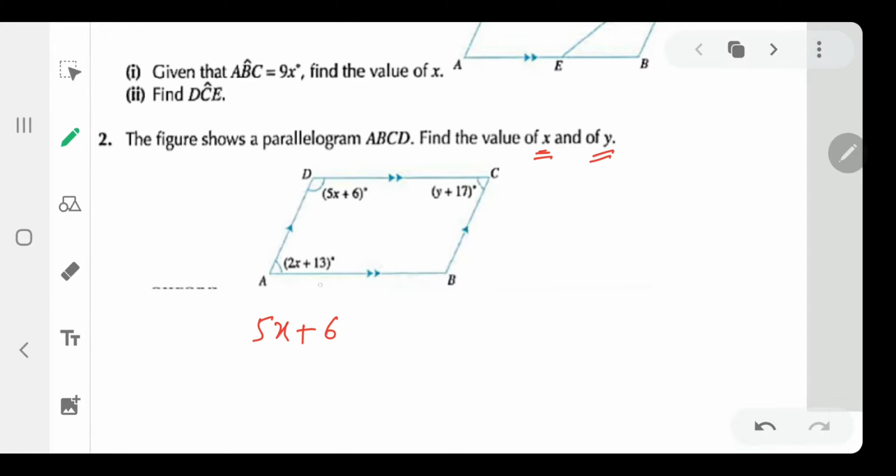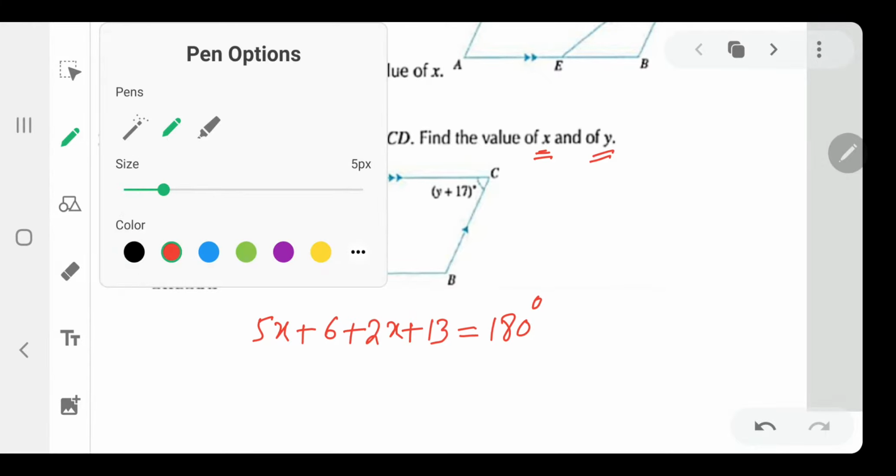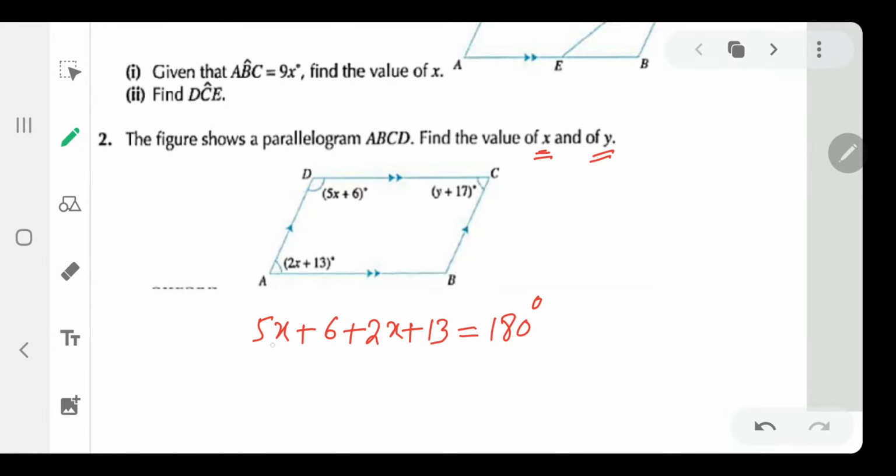Now we can write it like this: 5x plus 6 plus 2x plus 13. So this sum must be equal to 180 degrees, right? So now we have to add them, which gives us 7x plus 19 is equal to 180 degrees.